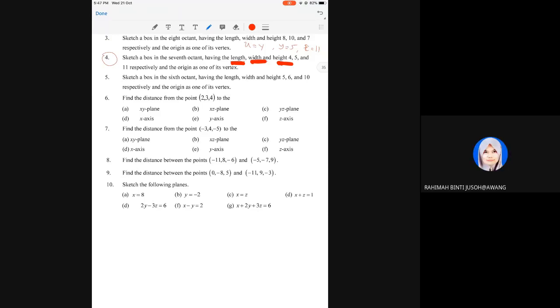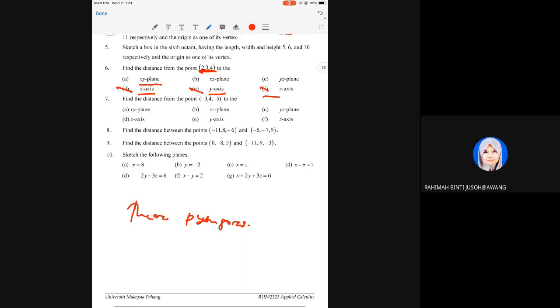Okay, kalau distance from the point (2, 3, 4) to XY plane bermaksud dia nak jarak titik ni ke XY plane. XY plane lantai kan, so dia nak jarak ketinggian kan, maksudnya dia nak Z. The distance should be Z lah, 4. Kalau axis ni pula, kalau soalan D, E, F ni, you pakai teorem Pythagoras.